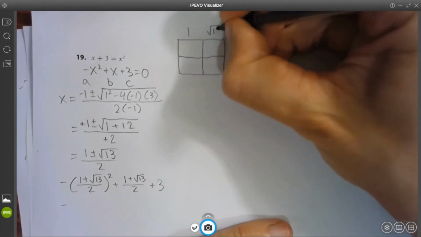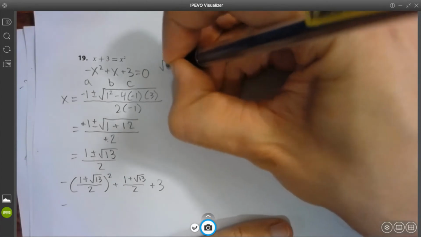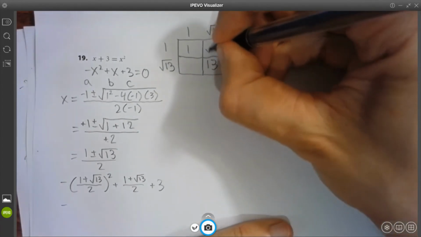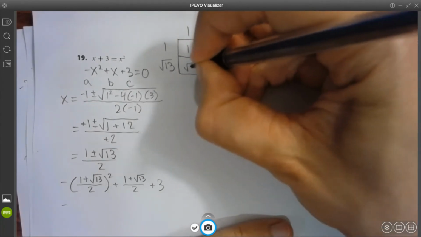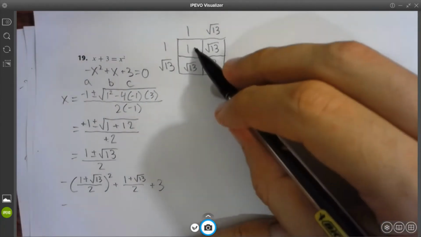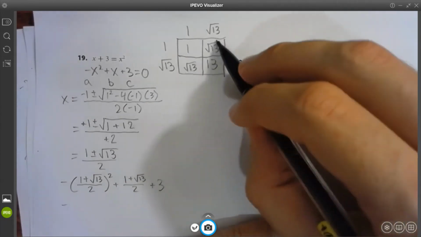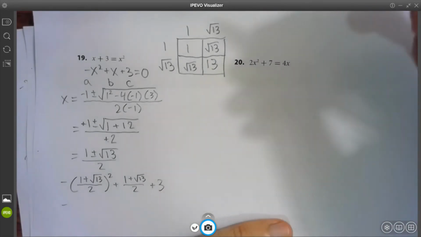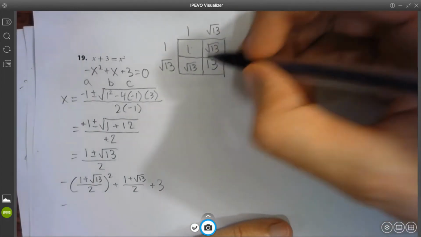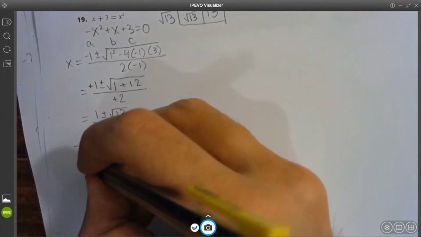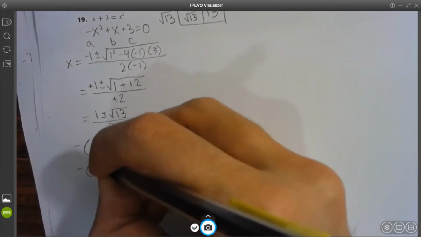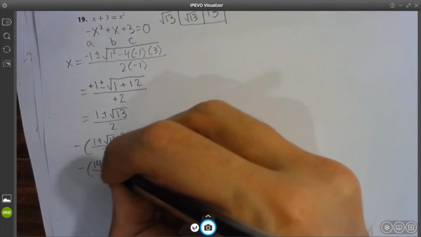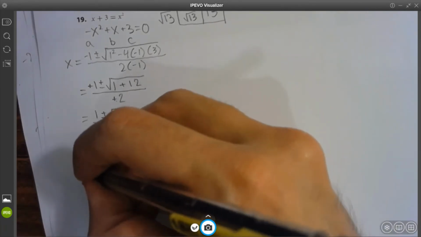One and root 13. 1 and root 13. Okay, that's 1. This is 13. This is root 13, and this is root 13. So it looks like I end up with 14 and 2 root 13. Yeah? I hope you guys see that. There's root 13 and root 13. That makes 2 root 13, and 1 plus 13 is 14. So I have 14 plus 2 root 13 over 4.